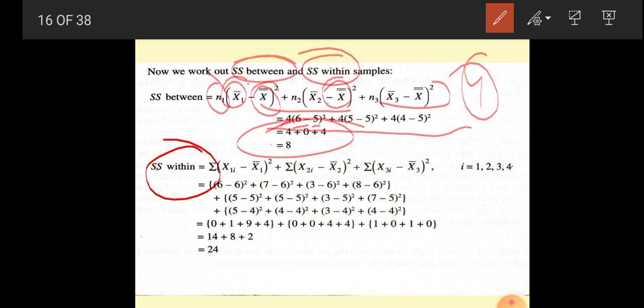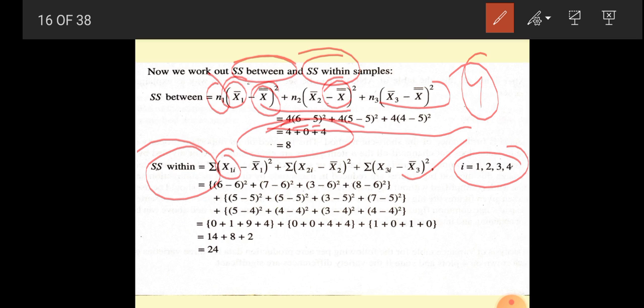Similarly, we have to find the sum of squares within the sample. So within the sample, it is the summation of (x1i minus x1 bar) whole square plus the summation of (x2i minus x2 bar) whole square. This is the formula, and here i is 1, 2, 3, 4. So what we have to do: x11 is 6 minus 6 whole square, then x12.